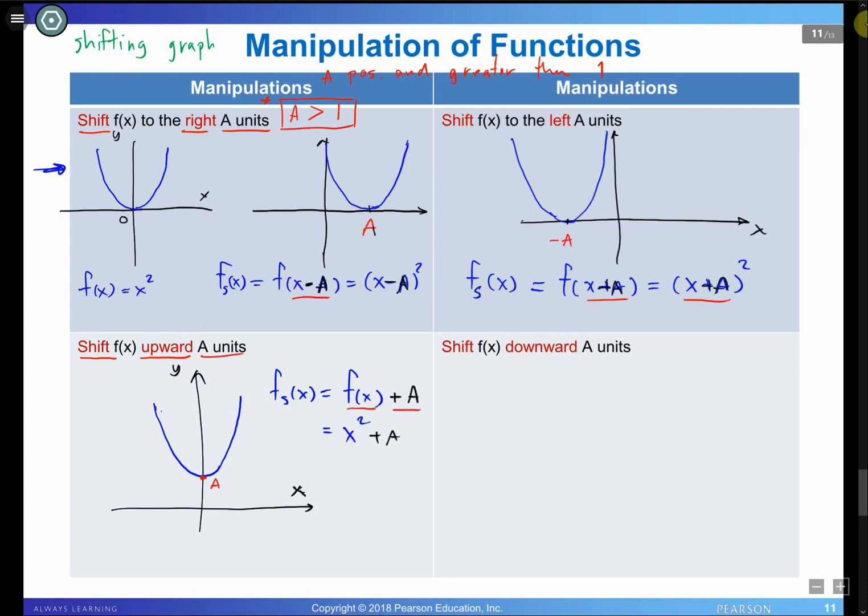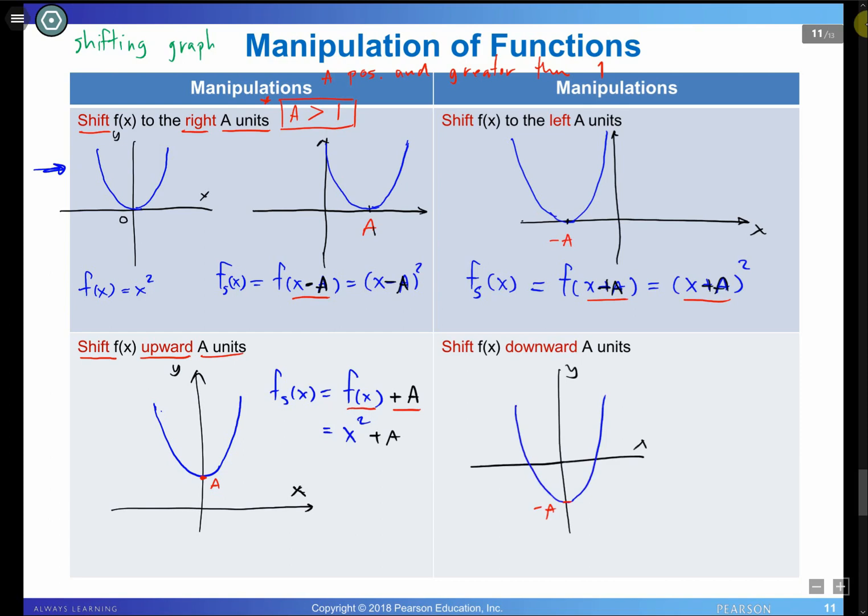Okay, I need to draw again. Something like that, x and y, and now the parabola is shifted down a units. It's going to look something like that. So the bottom part of this parabola is going to appear when y equals minus a instead of 0. So right here, y equals minus a.